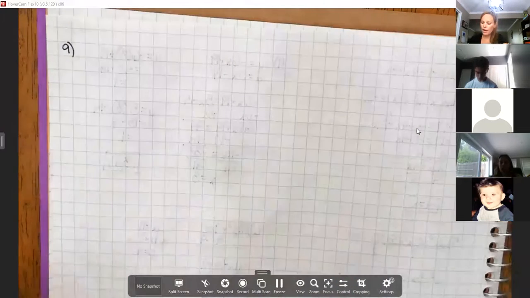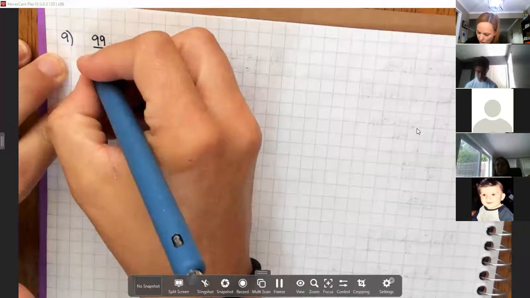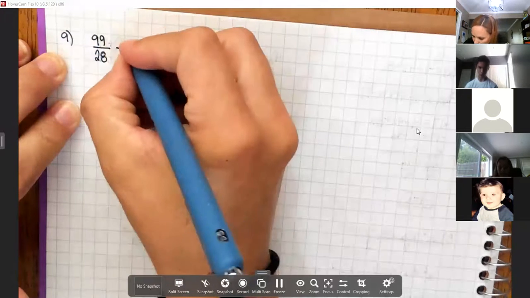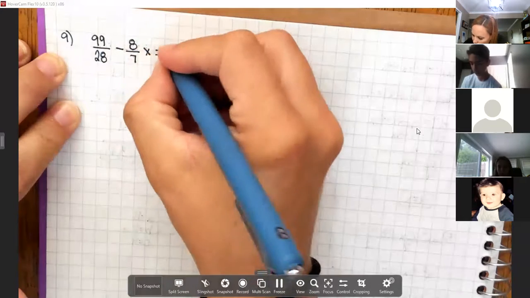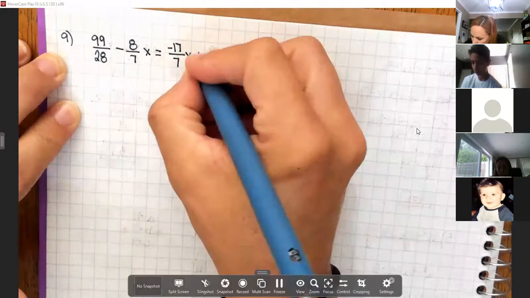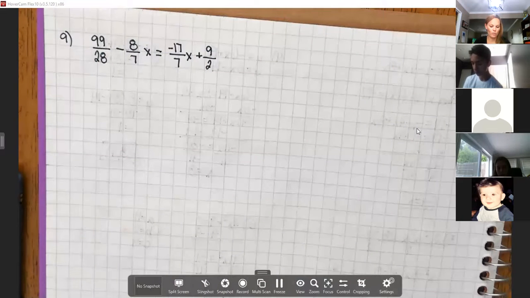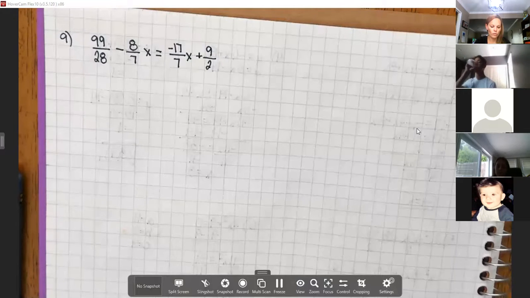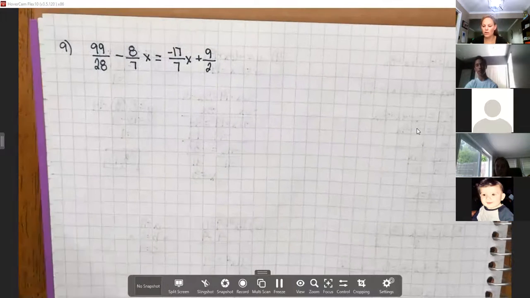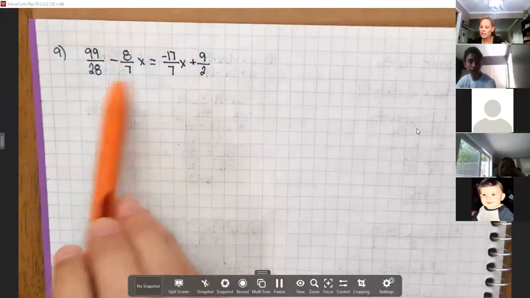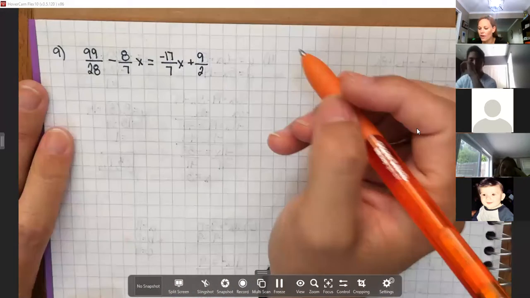So last one, here we go, number 9. 99 over 28 minus 8 over 7x equals negative 17 over 7x plus 9 over 2. So again, we want a fraction bust here because, so we look at all of our denominators, 28, 7, and 2. Since 7 and 2 are both factors of 28, we can just multiply everything by 28.